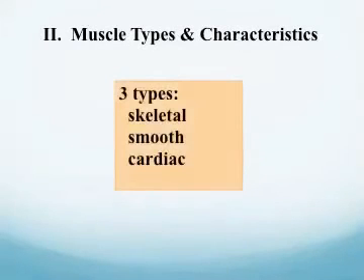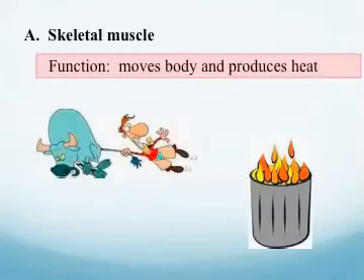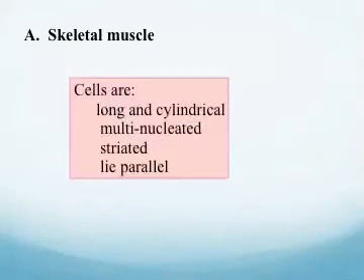Okay, there are 3 types of muscles. Muscle cells: skeletal, smooth, and cardiac. We're going to do them in that order. Skeletal muscles. Basically, these are the ones you're most familiar with. They're going to move the body and also produce heat. Here's where you want to start taking some notes on the characteristics of skeletal muscle. This is emphasized on the final.